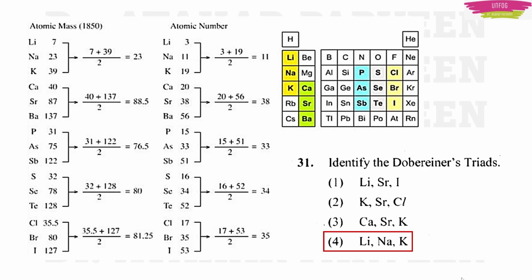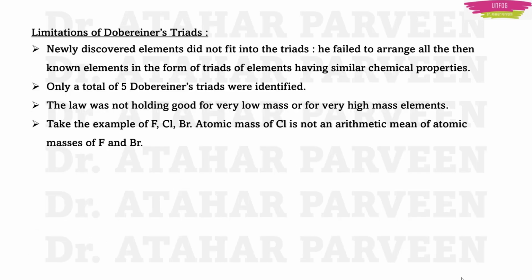Though Doberiner was successful up to some point, he gave triads following whatever vision he had. Still, there were limitations of Doberiner's triads. Firstly, the newly discovered elements did not fit into these triads. Actually, he failed to arrange all of the elements known at that time in the form of triads which had similar chemical properties. And Doberiner could only find 5 triads at that time. Only 5 triads were identified.